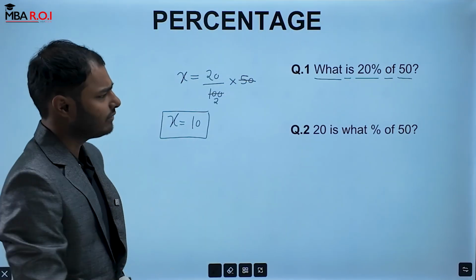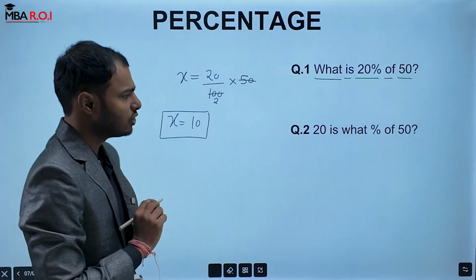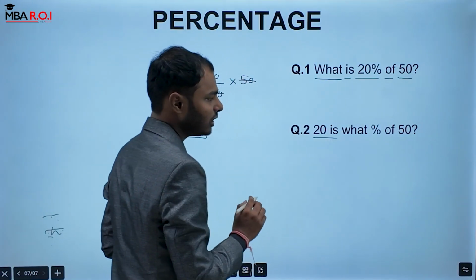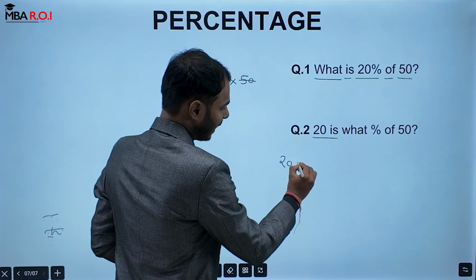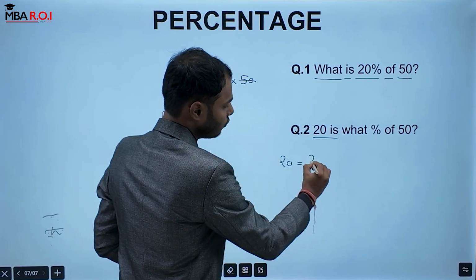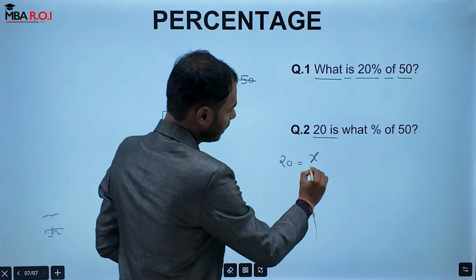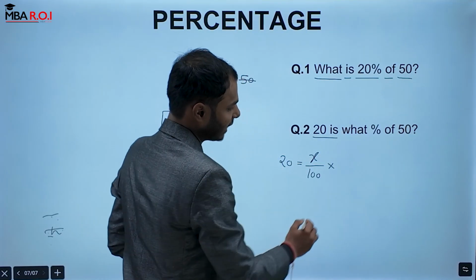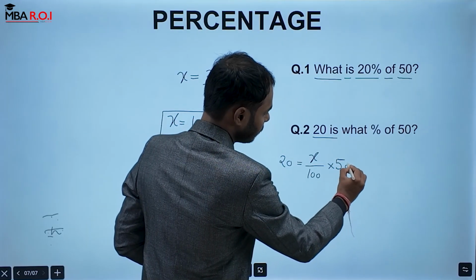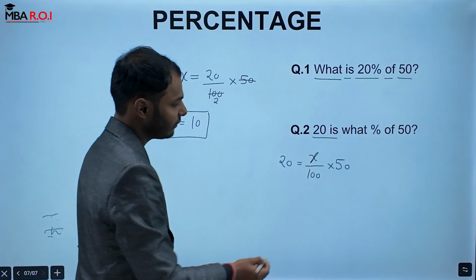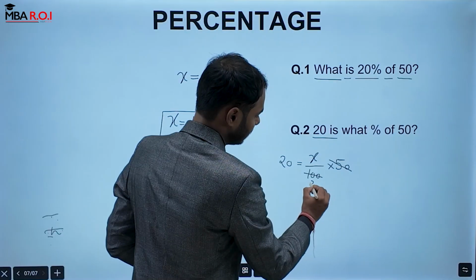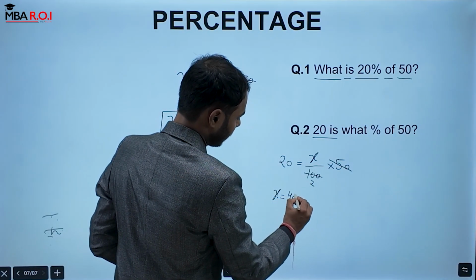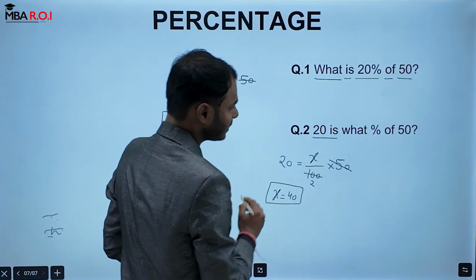Okay. Similarly, we can also try question number two. How can we try this? Again, we have to use the keywords. As the question suggests, 20 is means equals to, what means any kind of unknown x, percent means divided by 100, of means multiplication, 50 means 50. Again, we can do the simplification. 50 will be cancelled by 2 and then the x value will be equal to 40. So from this we get the value of x as 40.